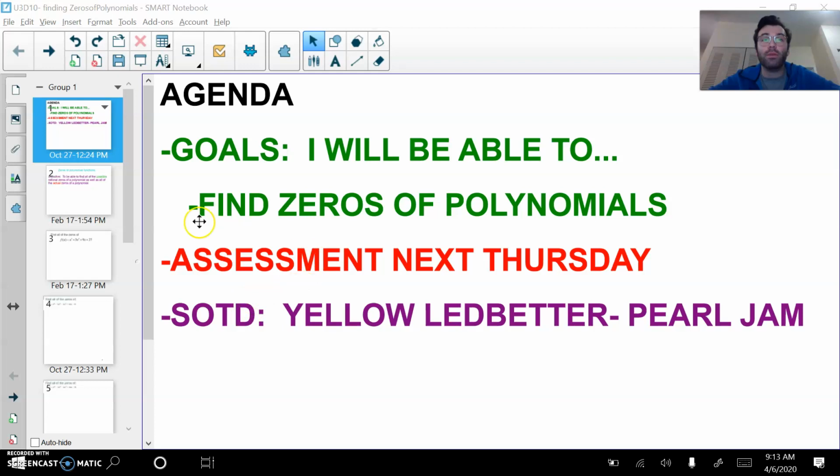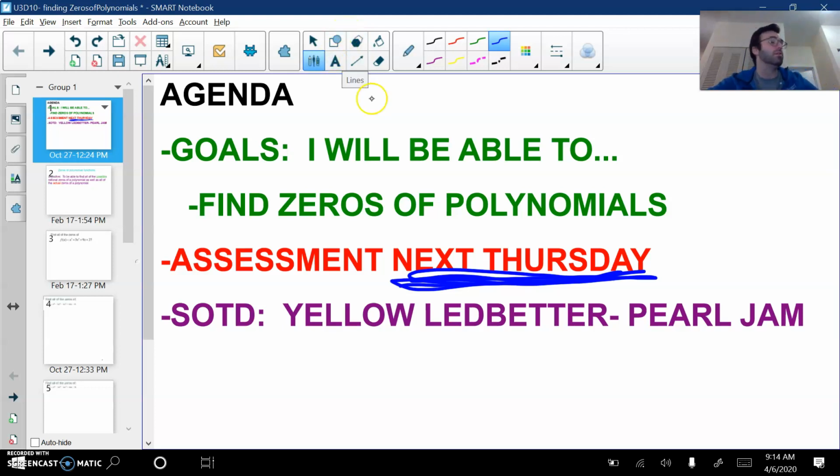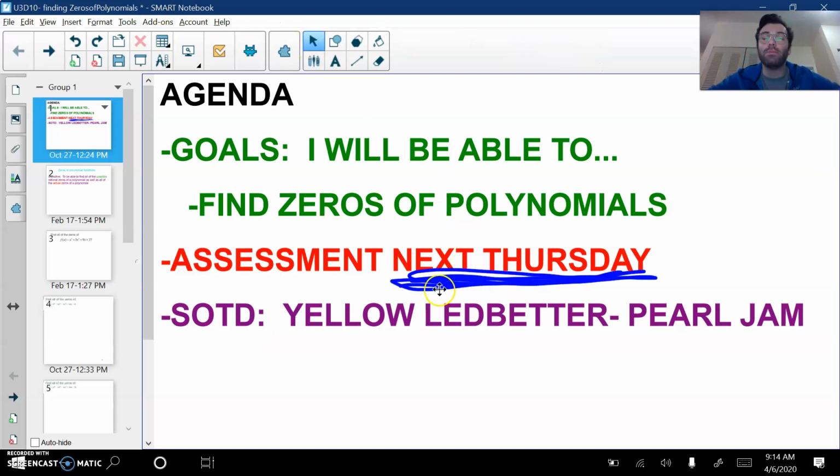But today we're talking about finding zeros of a polynomial. We're going to have an assessment next Thursday over Unit 3. I will give you a review guide. We'll pass out or post a review guide later this week, and there will be videos explaining each problem of the review guide. Or I hope to make videos explaining each problem of the review guide. Let me just say that.